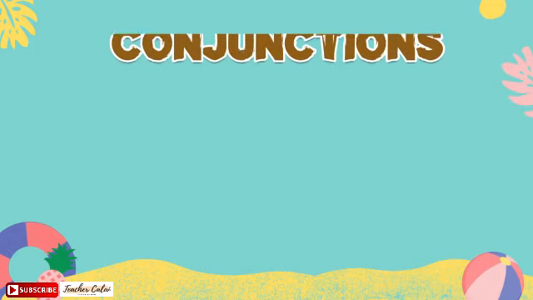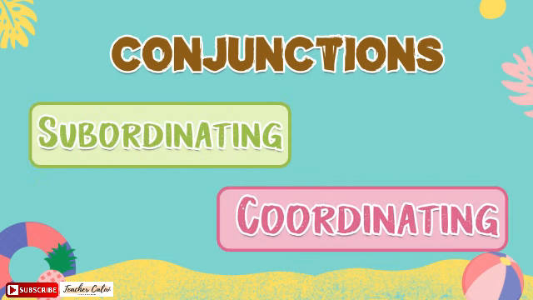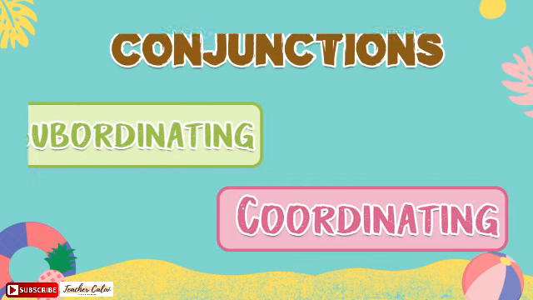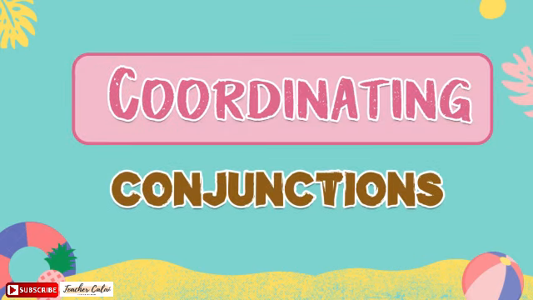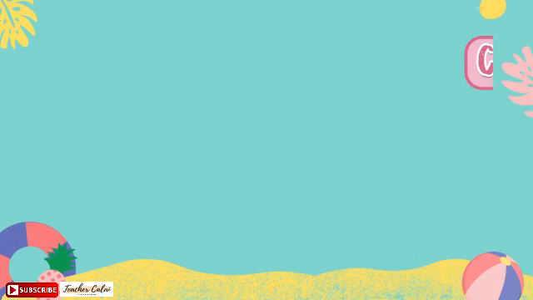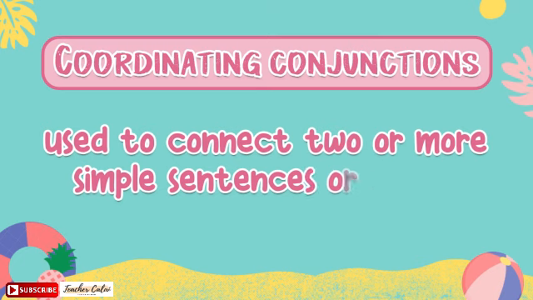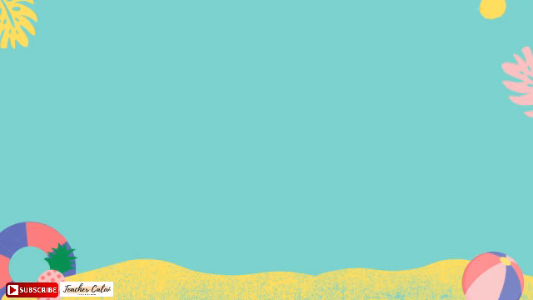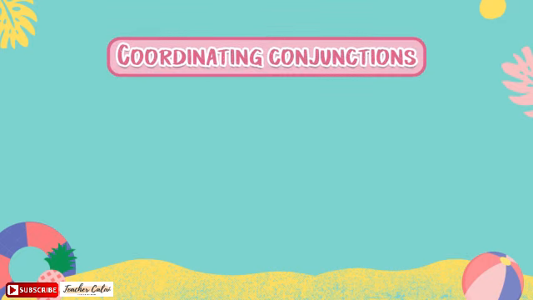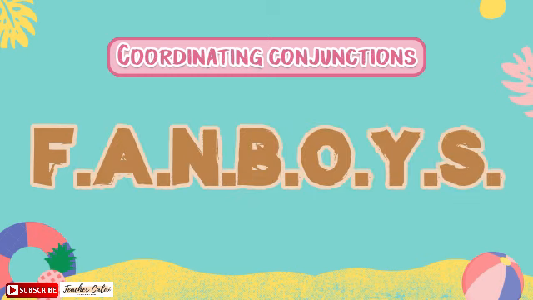So once again, the two types of conjunctions are subordinating and coordinating conjunctions. Let's begin with coordinating conjunctions. Coordinating conjunctions are used to connect two or more simple sentences or clauses, also known as independent clauses. And what are the coordinating conjunctions? Just remember the acronym FANBOYS.